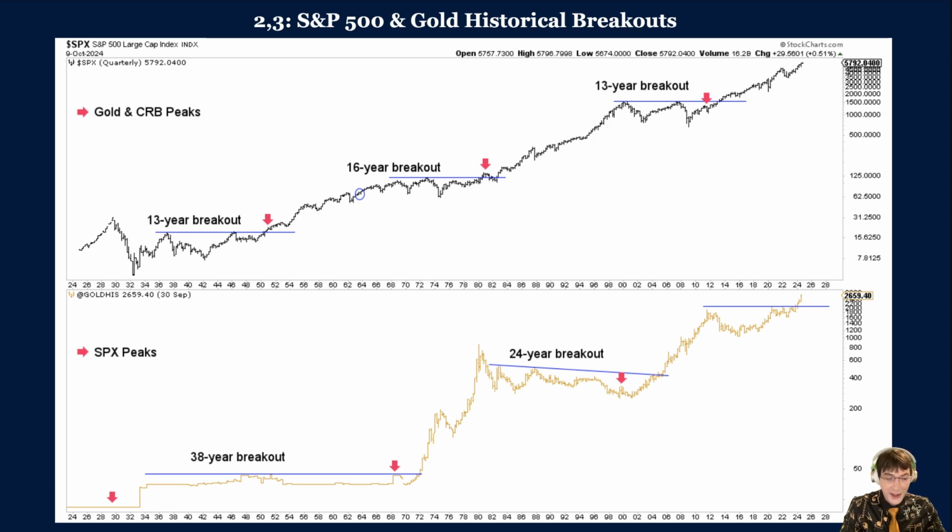The U.S. stock market's epic breakout in 1982 occurred shortly after gold's historic peak in 1980. The S&P 500 broke out from a 13-year base in 2013, 2 years after gold's epic peak in 2011. Gold's historic move in 1971 began a few years after the S&P 500 peaked at the end of the 1960s.